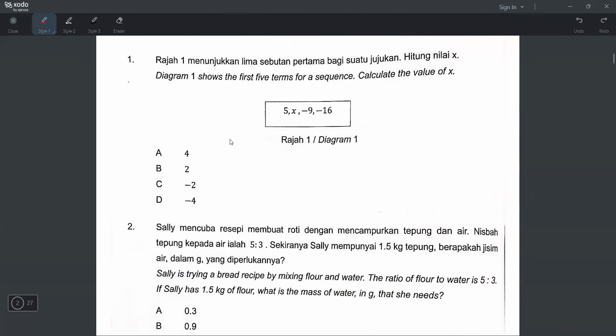So let's go with question one. Diagram one shows the first five terms for a sequence. Actually, it's not five terms, it's only four terms. I don't know why they say five here. It should be four terms. Calculate the value of x. There's only four terms here.